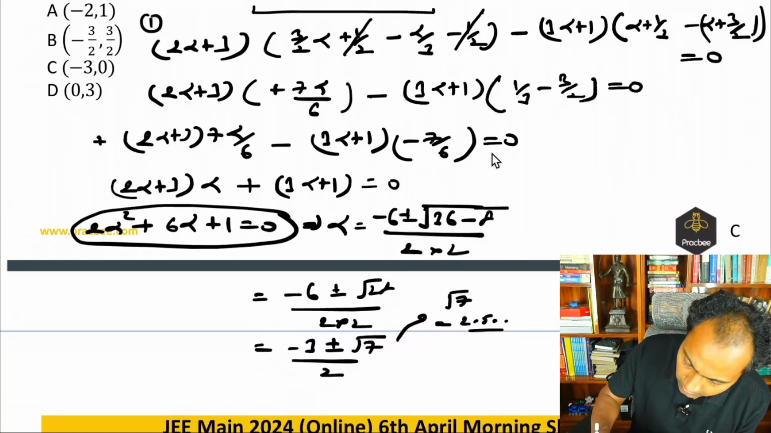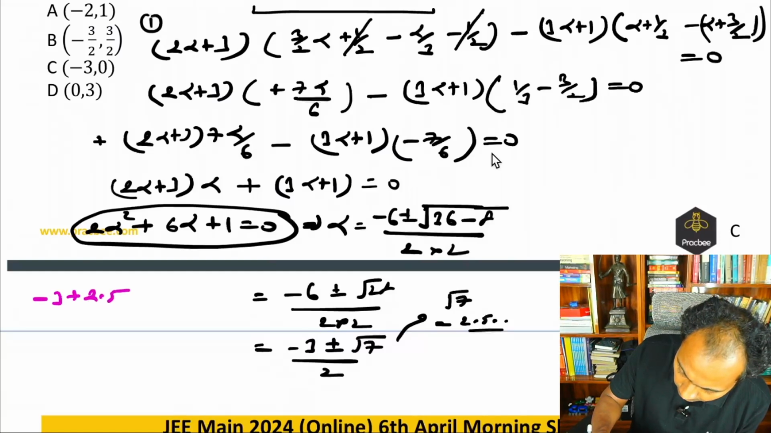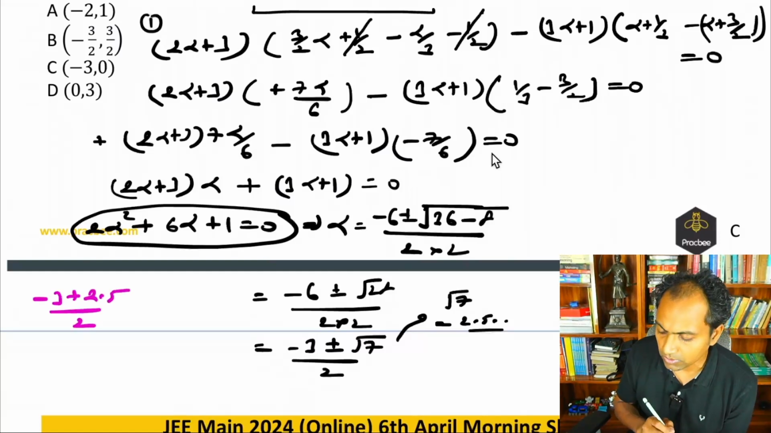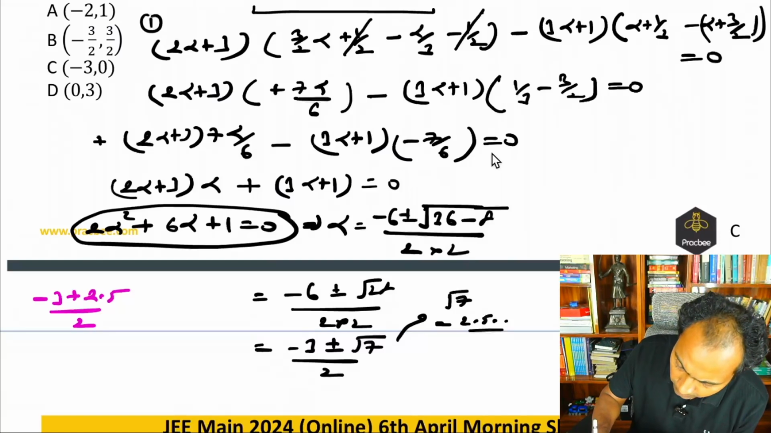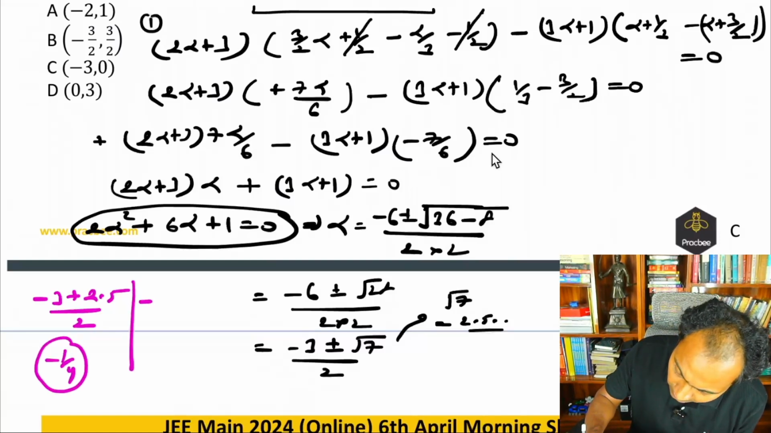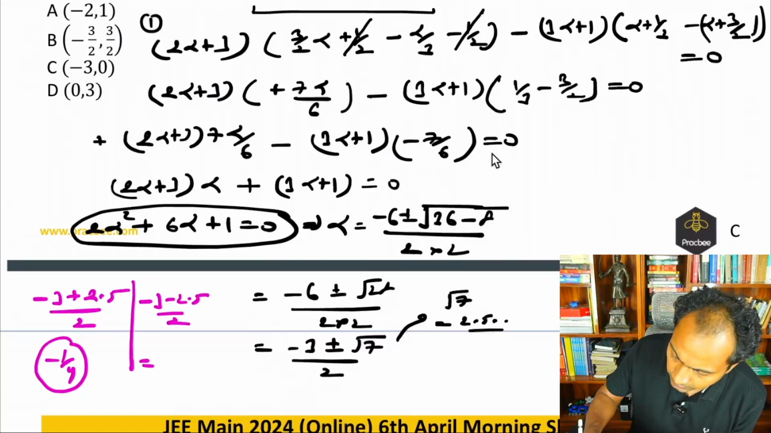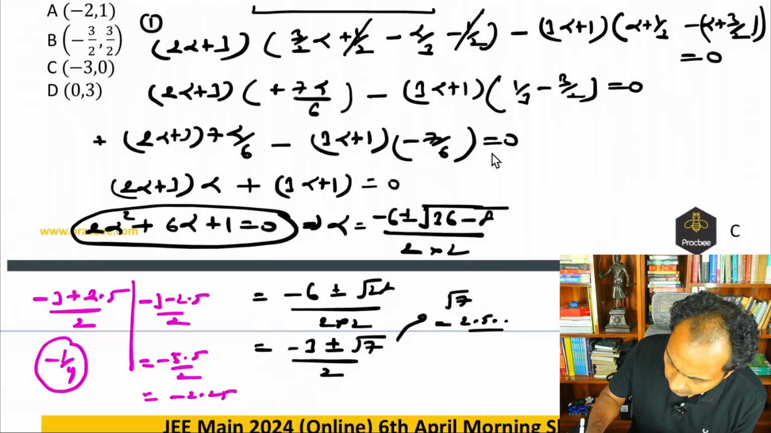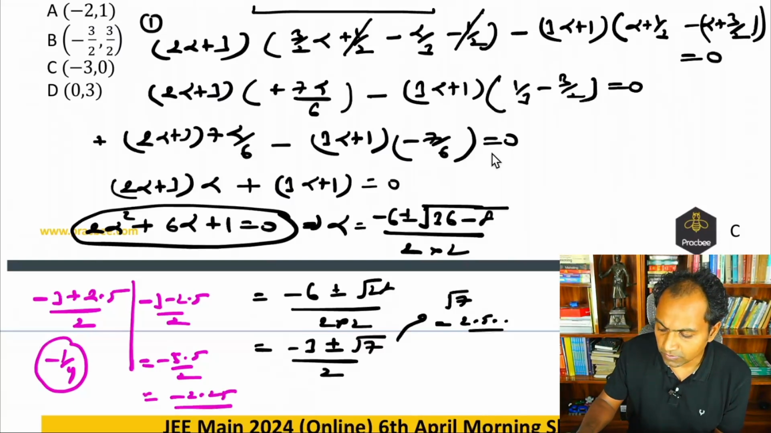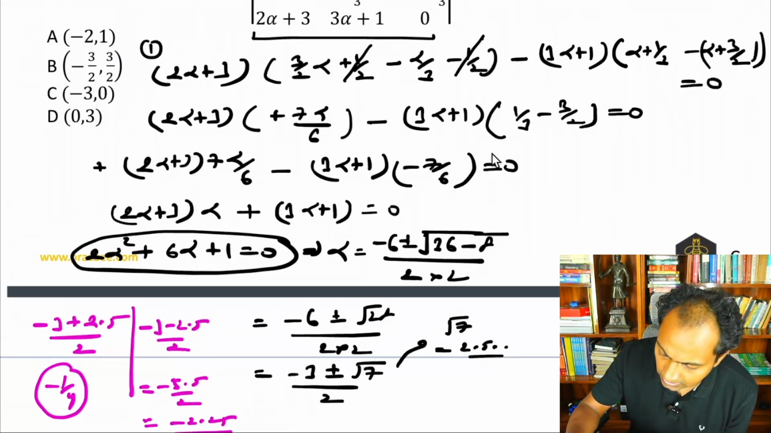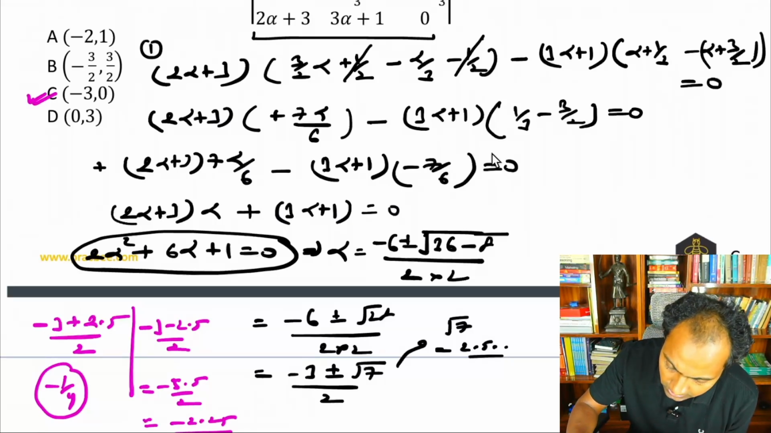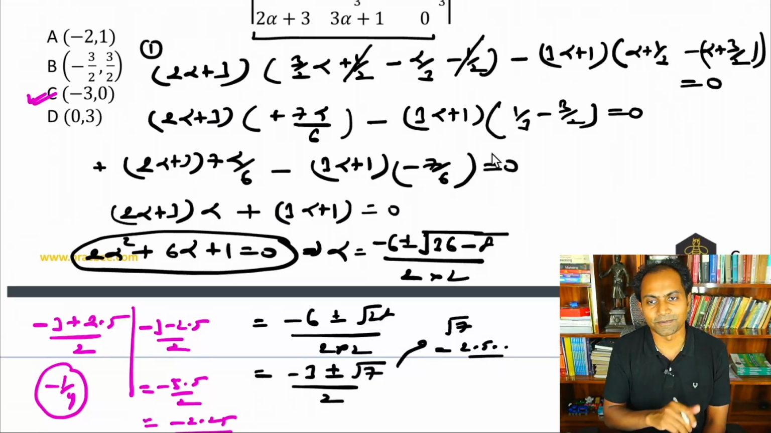The first would be nothing but minus 3 plus 2.5 divided by 2. So you can see that this is nothing but minus 0.5 by 2, so somewhere around minus 1 by 4. And another would be nothing but minus 3 minus 2.5 divided by 2. This would be nothing but minus 5.5 divided by 2, so approximately equal to minus 2.25. Now if I check the options where both of them will lie, you can see that there is only one option, that is option C, where in this interval both the roots are lying.